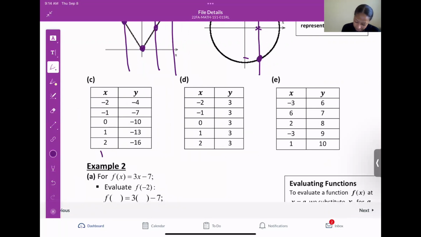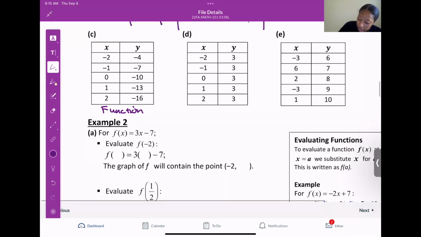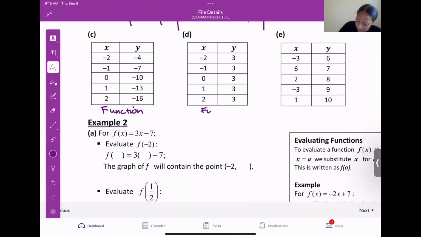What about D? If no, why not? Which number gives us a problem? Remember, it's okay for all of the y values to be the same. We just want to make sure that there is no x value that's going to more than one y value. So there can be several different x values going to the same y value. That's fine. You can't have one x value going to more than one y value, if that makes sense. So actually part D is a function. It's perfectly fine for all of the y values to be the same.